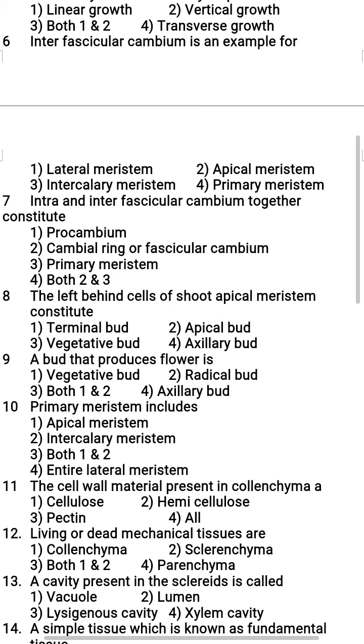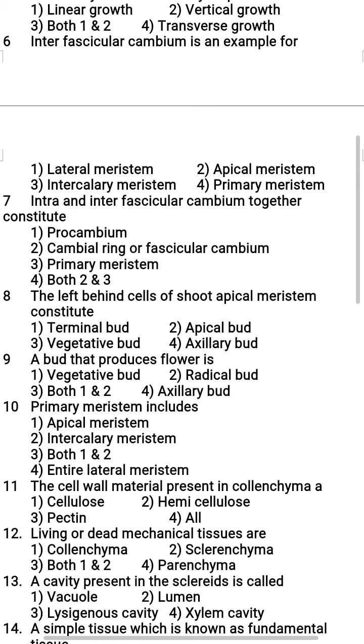Let me explain this question in detail, students. Intra and interfascicular cambium together constitute both the cambial ring and fascicular cambium. Understand? So this is also called the cambial ring or fascicular cambium. So the correct answer for this question is option 2.